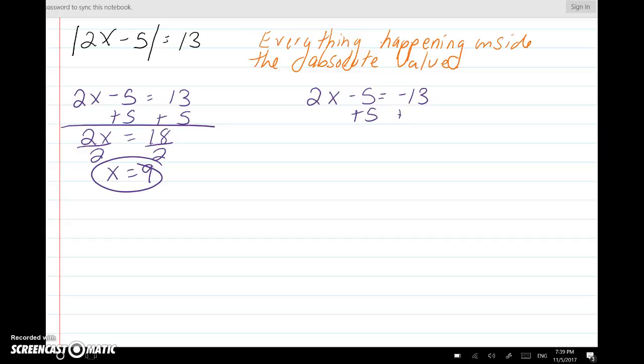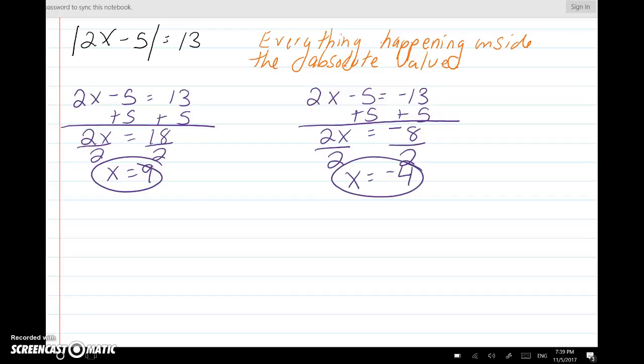Plus 5 on both sides. We get 2x equals negative 8. Divide both sides by 2. And we get x equals negative 4. Okay, we have to check both of these. Let's go ahead and plug them in.